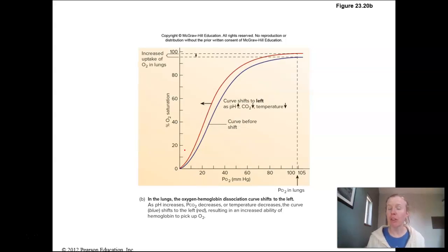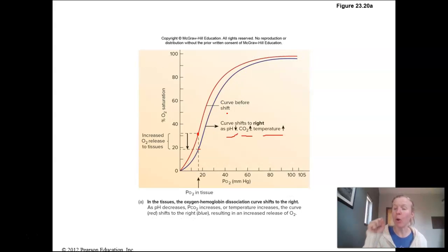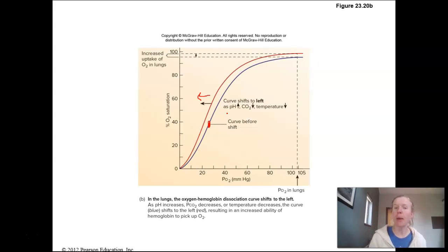Okay, the curve can also shift to the left. This is a little annoying, I guess, that they switched colors, but here's our normal, okay? And now they're showing a shift to the left here. As pH increases, CO2 decreases, temperature decreases. The way I think about this, you're like, oh, this is what active tissue is like. Now just think about either resting tissue or what I like to think about is the lungs. The temperature would be slightly lower at the lungs.